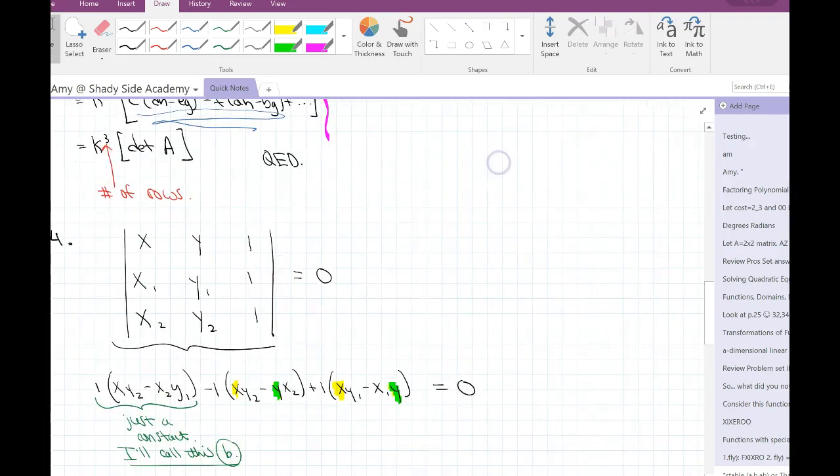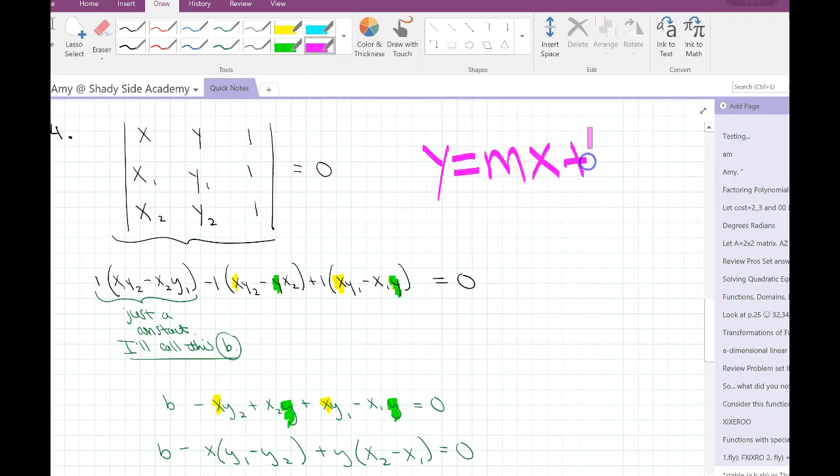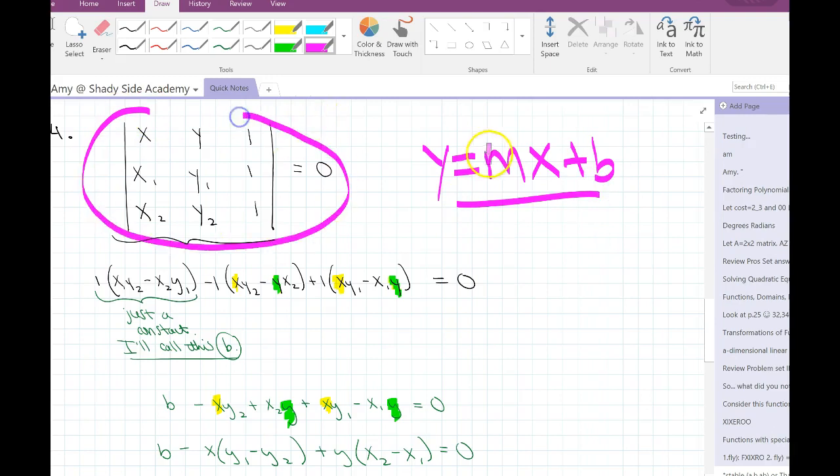Okay? This one was hard, number 4. This is if you really wanted to challenge yourself. It said to somehow show that this equation, which involves a determinant, is synonymous with the linear equation that we knew and know: y equals mx plus b. Somehow, some way, this becomes this. All right? So let me talk you through.